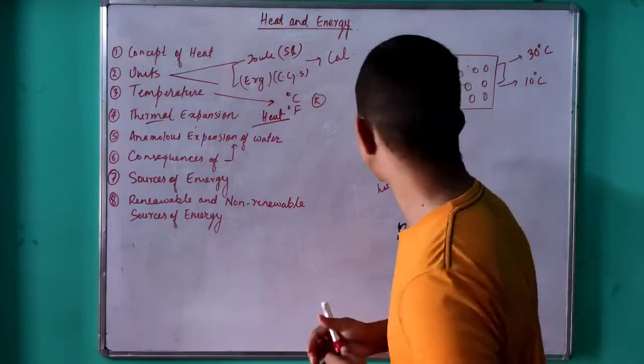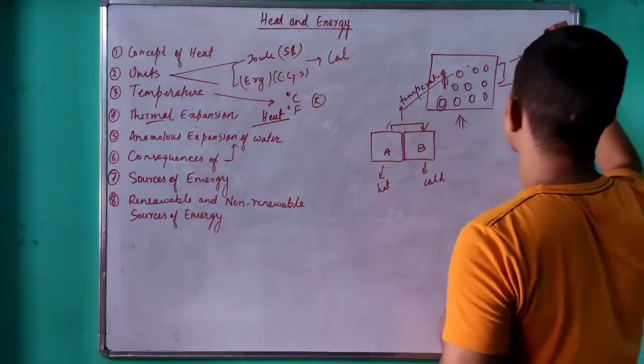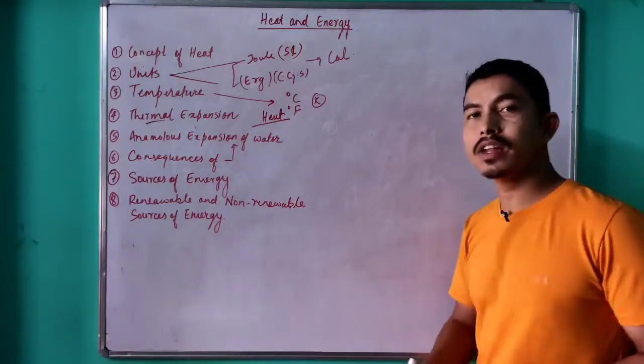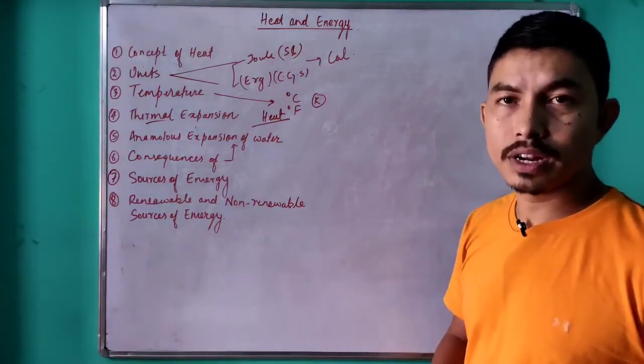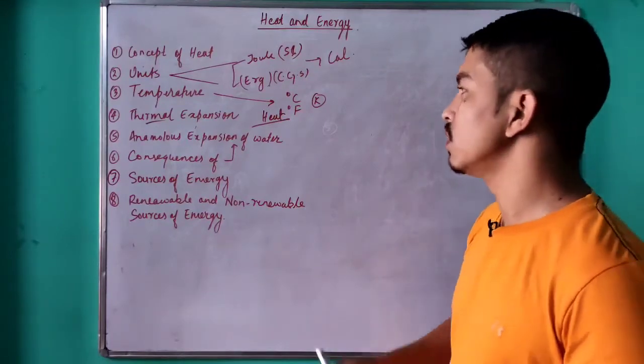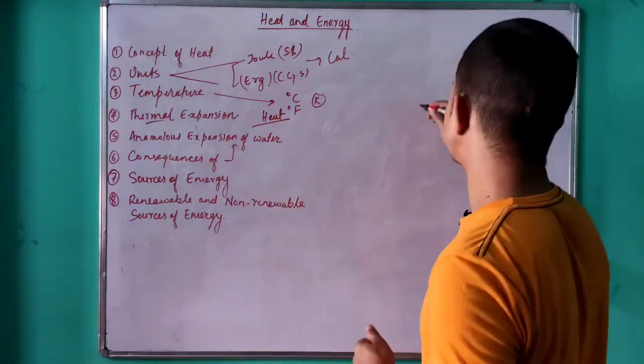But here, like water, if you take water at 0 degree centigrade and start heating it, what happens? Initially the volume of water decreases, but after 4 degree the volume of water starts increasing. So that is known as the anomalous expansion of water.